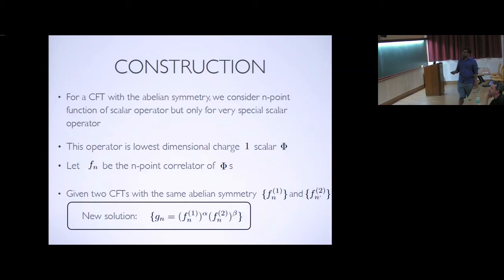Now, my data is the n-point functions of phi. I'm denoting these n-point functions by Fn. And now let's say I have 2 CFTs with the same abelian symmetry, and the data is this, so now I'm just again specifying the n-point functions like so. Then this new n-point function, which is some power of the first one times some other power of the second one, is also a solution. And this you can see is just a vector space. If you take the log, that's like adding 2 vectors. Alpha and beta could even be complex. Anyway, we don't care about unitarity, so they could even be complex.